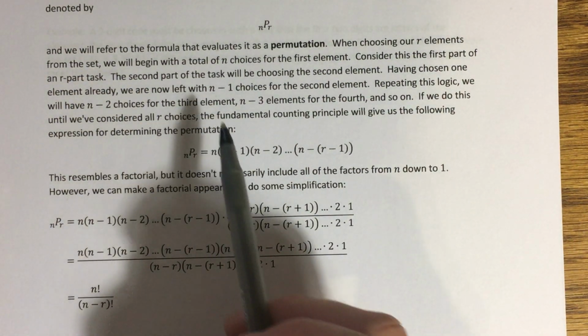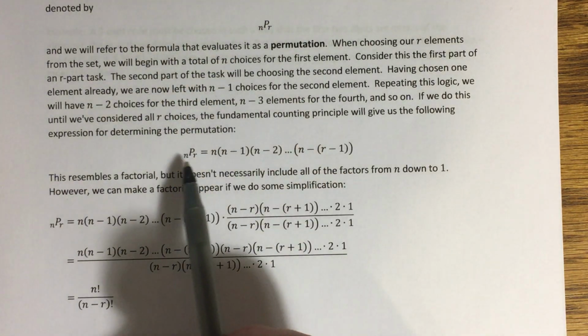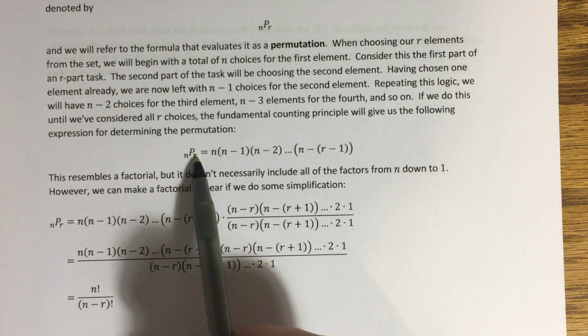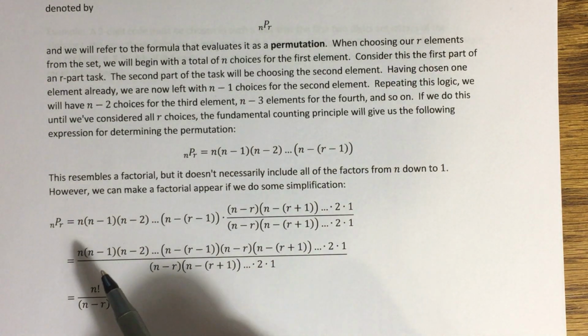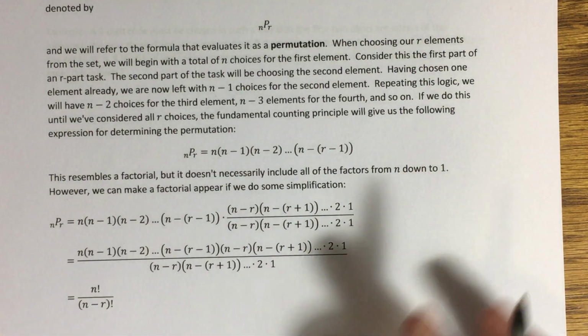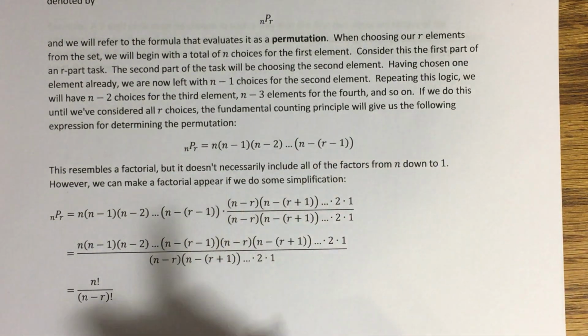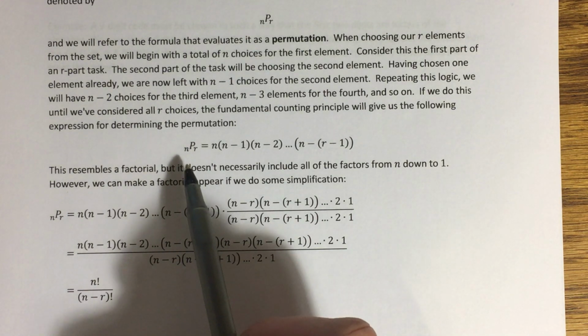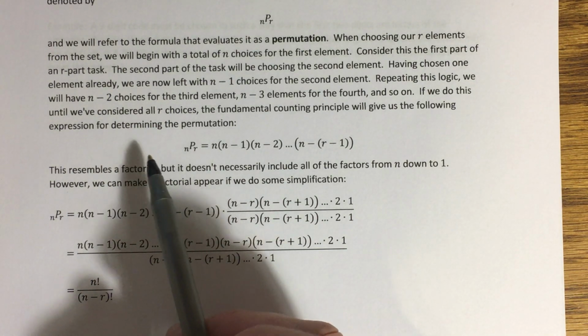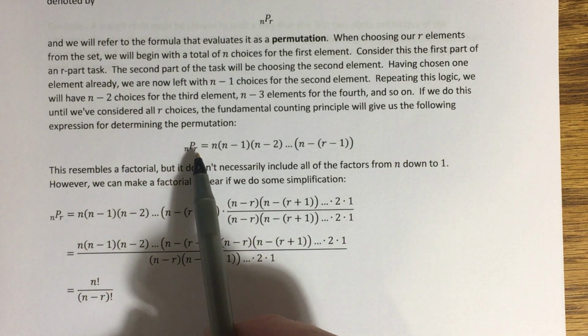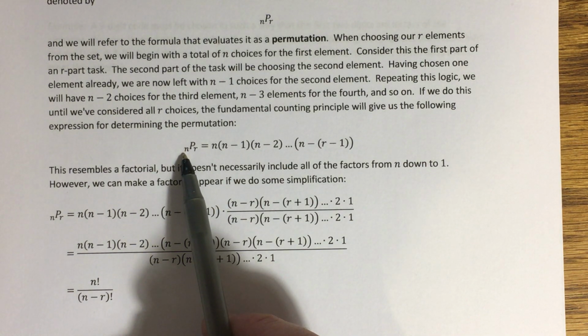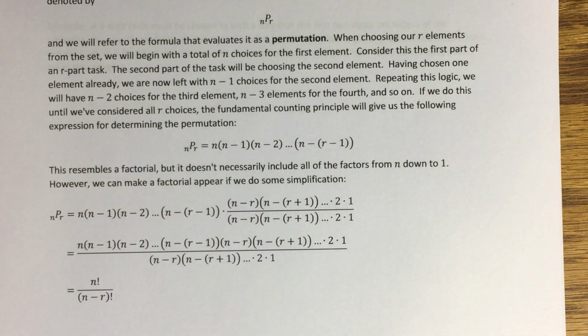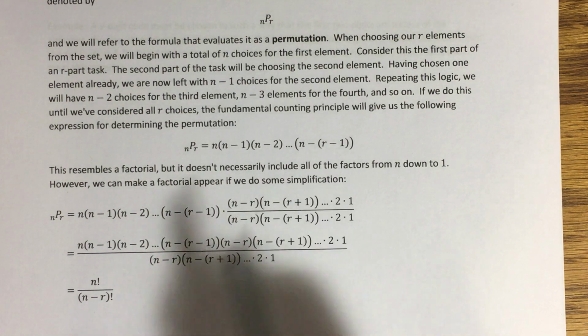Now, I didn't mention this yet. I wrote it up here, but I didn't talk about it. This notation is going to represent these types of problems. We call this kind of counting problem a permutation. So again, a permutation is a counting problem where we're selecting r objects from a total of n choices, and we want to consider the total number of ways that we could do that when the order of selection matters. And this formula gives it to us.